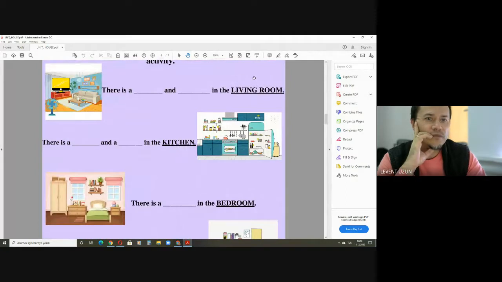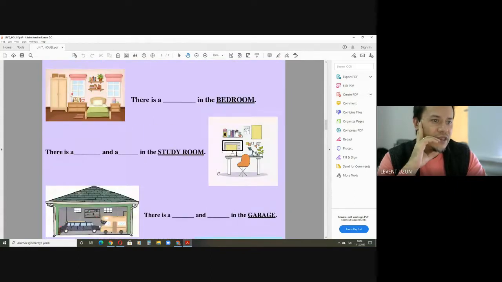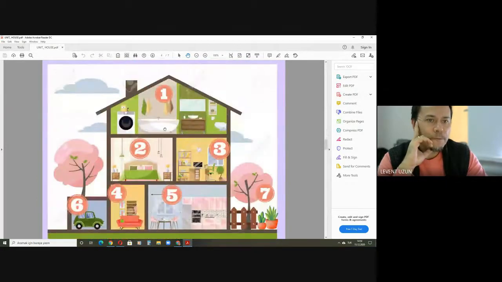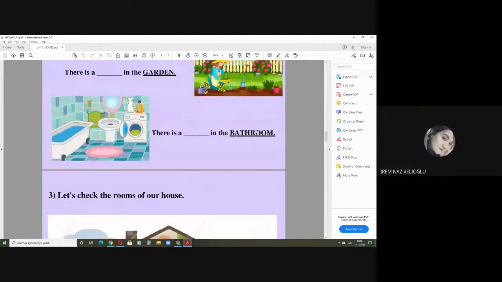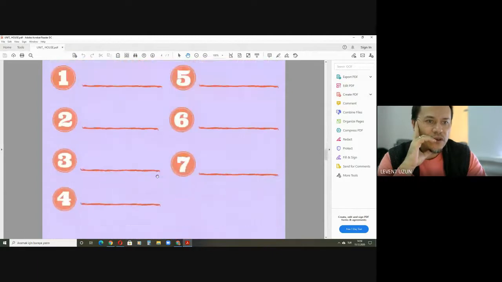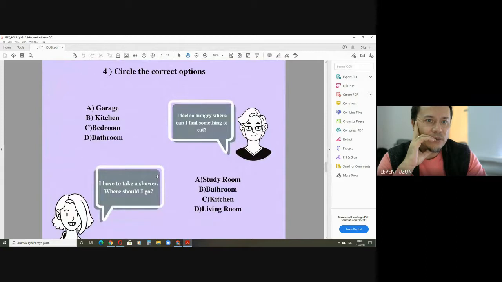Living room, kitchen. So this could be in any language. I would know that kitchen is mutfak. I would know that bedroom is yatak odası. In any language, it would be very clear. So we learned this. Now here, you ask them to write these words here, right? Yes. Bathroom. So one should be bathroom.